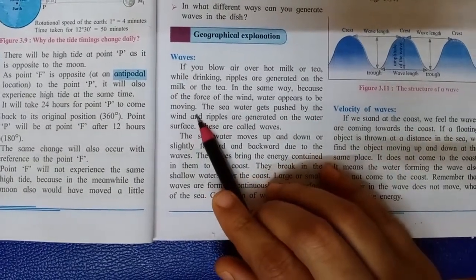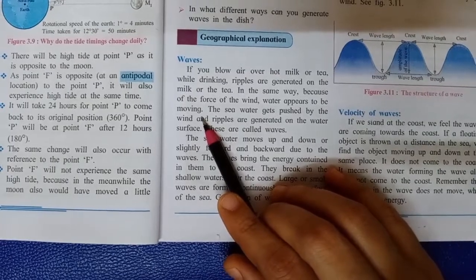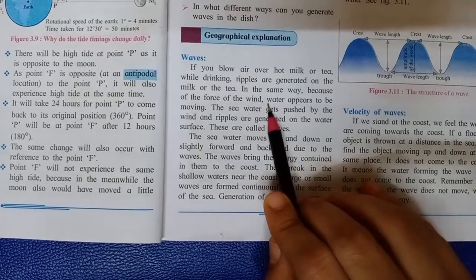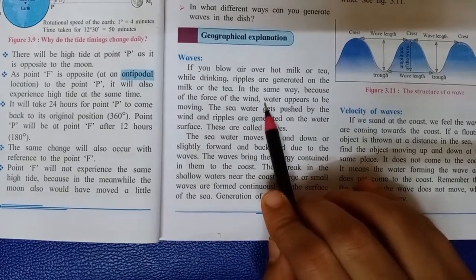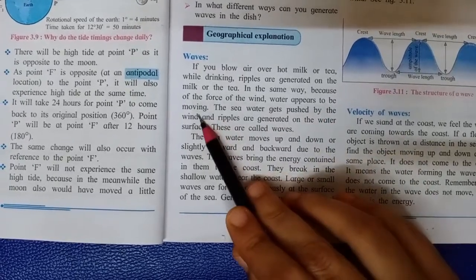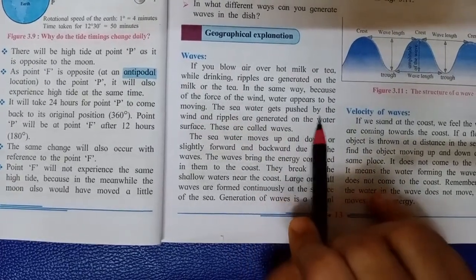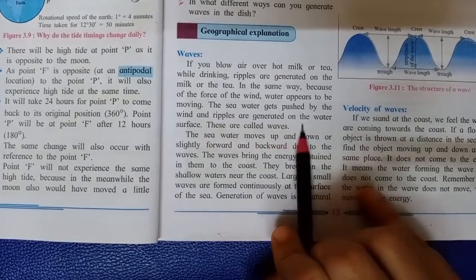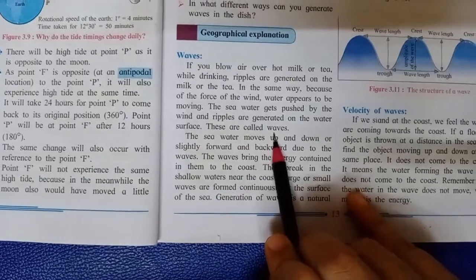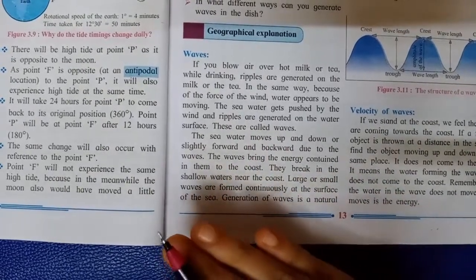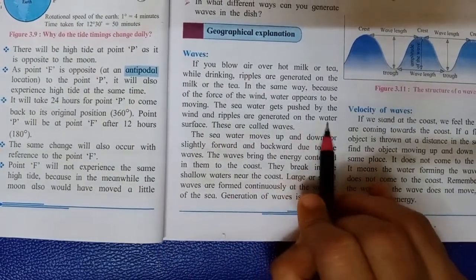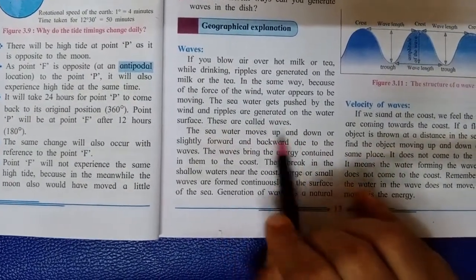So in a similar manner, when the water is in the sea, how does it move? Because of the force of the wind. The wind which is blowing on the earth's surface makes the water move front and back in the sea. The sea water gets pushed by the wind and ripples are generated on the water surface. These are called waves.